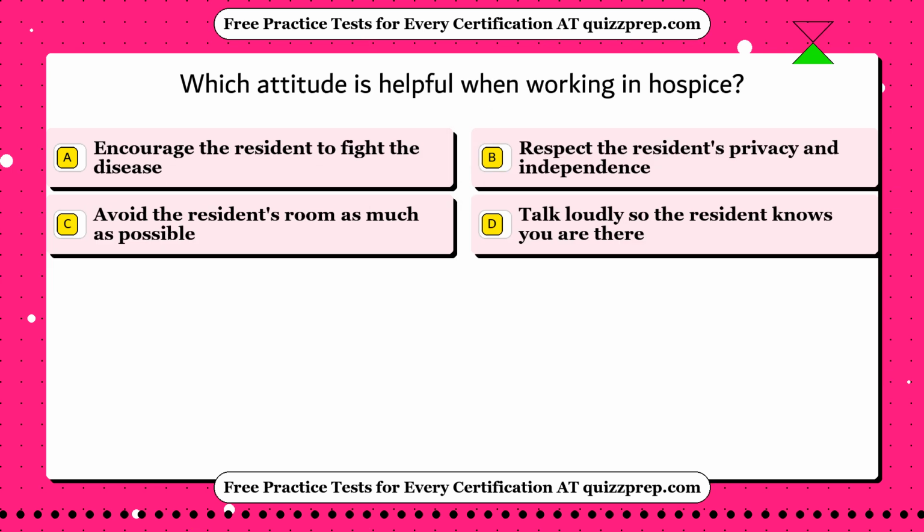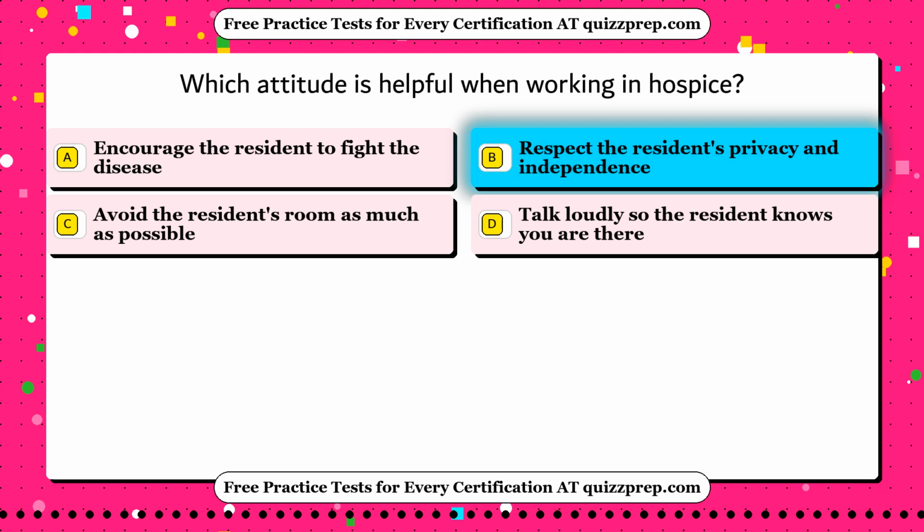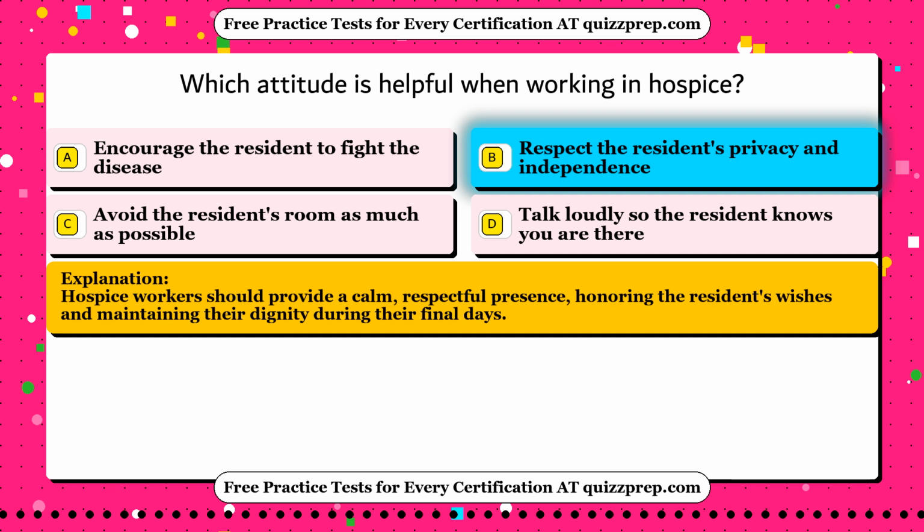Question 69. Which attitude is helpful when working in hospice? Option A, encourage the resident to fight the disease. Option B, respect the resident's privacy and independence. Option C, avoid the resident's room as much as possible. Option D, talk loudly so the resident knows you are there. The correct answer is option B, respect the resident's privacy and independence. Hospice workers should provide a calm, respectful presence, honoring the residents' wishes and maintaining their dignity during their final days.